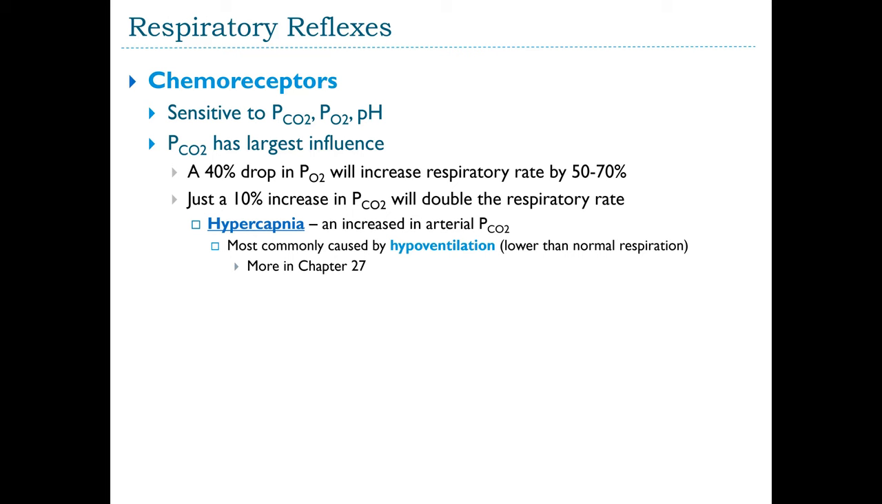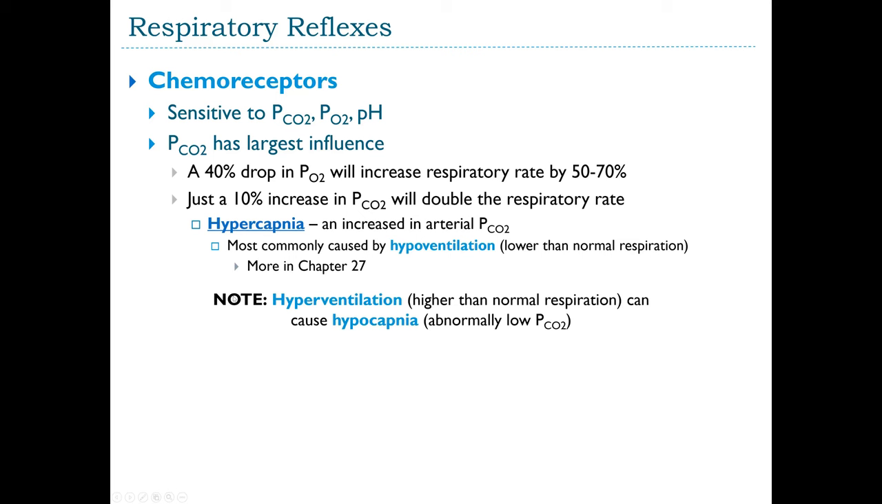Hypercapnia is an increase in carbon dioxide levels in your arterial blood, and this most commonly is caused by hypoventilation, or lower than normal respiration ability. And we're going to go more into hypoventilation and hyperventilation in chapter 27. So just to give you the other terminology, hyperventilation, which is a higher than normal respiration, can cause the opposite, which is hypocapnia, which is abnormally low carbon dioxide levels. And again, we're going to talk more about this in chapter 27 when we get into acid-base balance.